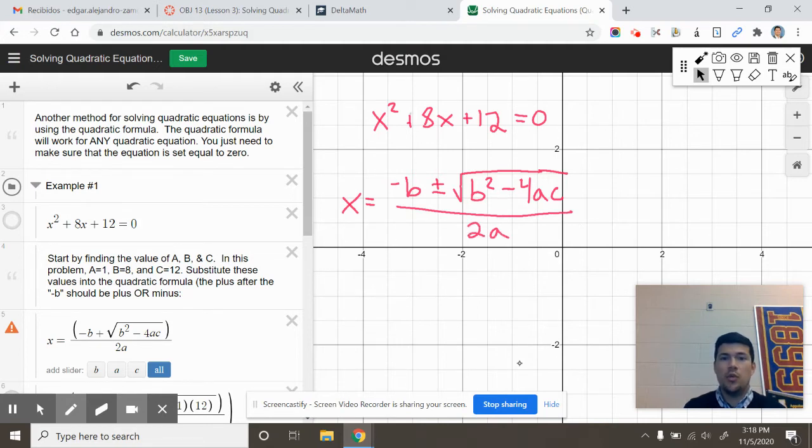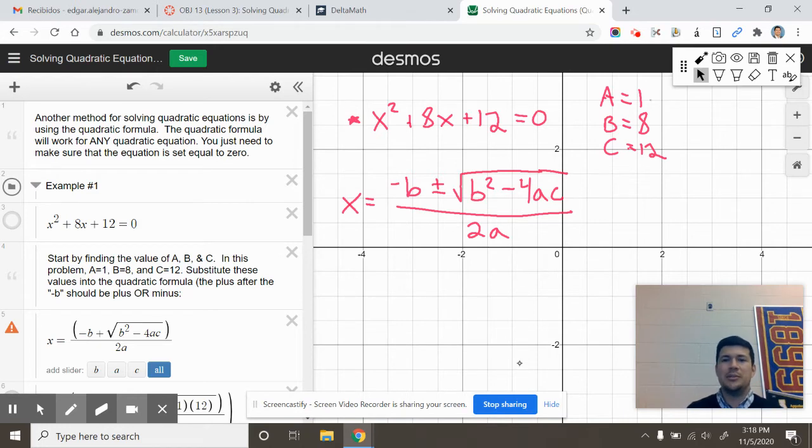All right. So probably the very first thing after having a quadratic set equal to 0 is we need to discover a. So a is 1 here. B, I'm capitalizing them, I should have kept them lowercase. B is 8, and C is 12. So I know my A, B, C values. Okay, 1, 8, and 12.